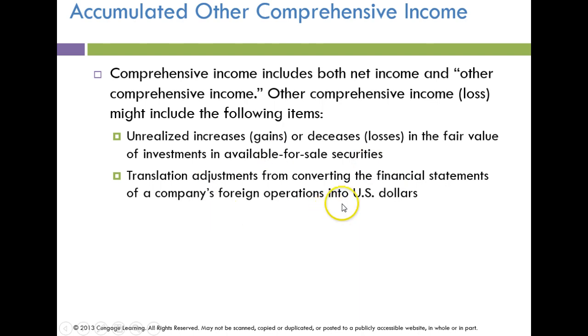So this other comprehensive income includes these unrealized increases or decreases, translation adjustments from converting financial statements of a company's foreign operations into US dollars. Boy, guys, we're dealing with a whole nother animal here. We've got various currencies. And we have exchange rates, and they change all the time. So unless we actually have it in US dollars, it's unrealized, right? Get what I'm saying? But we still need to report that, okay? If it's up or down, where it's at.